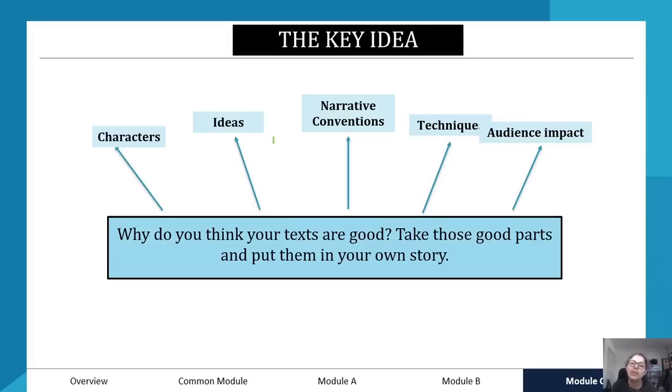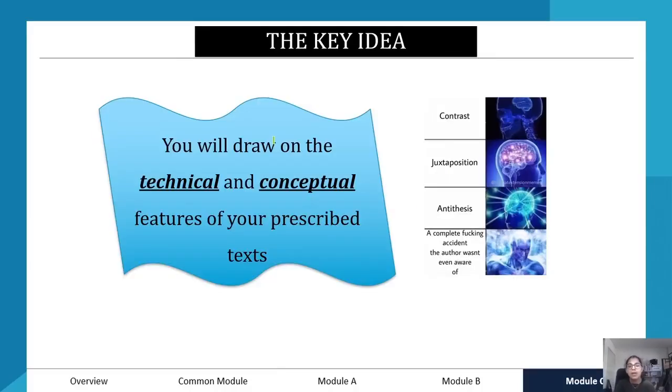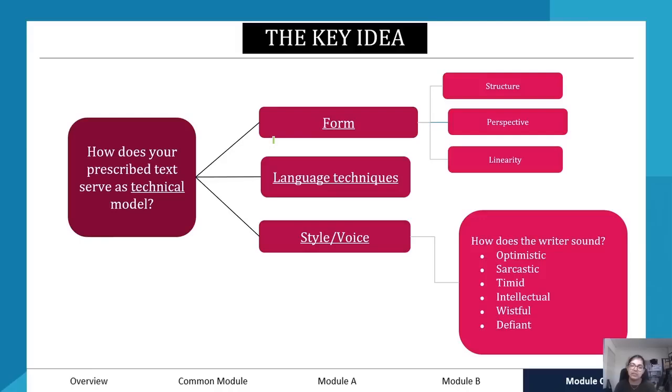So let's have a look. The key idea is: why do you think your texts are good, right? Take those good parts and put them in your own story. So characters, ideas, narrative conventions, techniques, and audience impact. And what that means is that essentially from the two prescribed texts that you are studying, you will draw on technical and conceptual features of the prescribed text. So that means looking at techniques, but also looking at ideas and concepts in the piece.